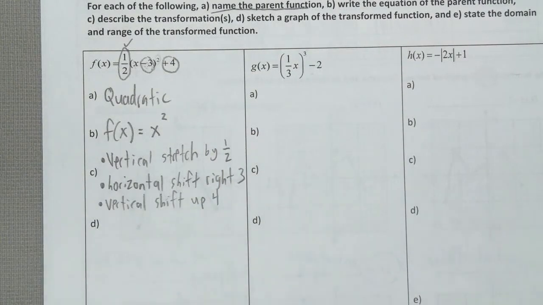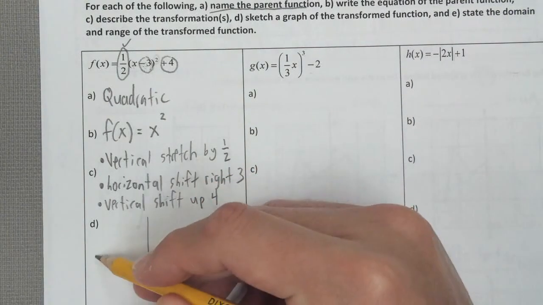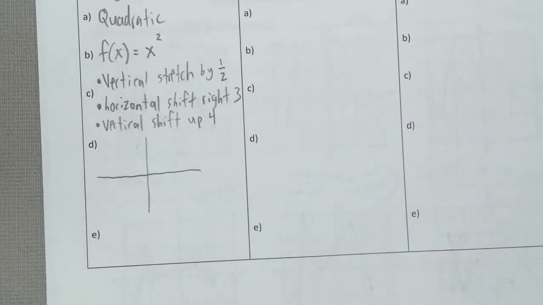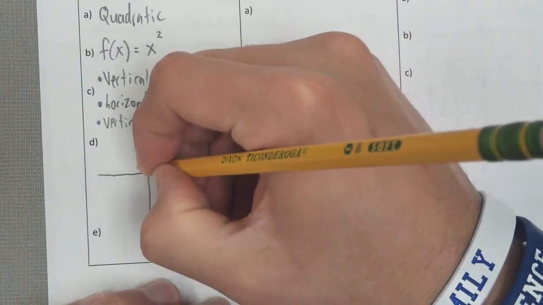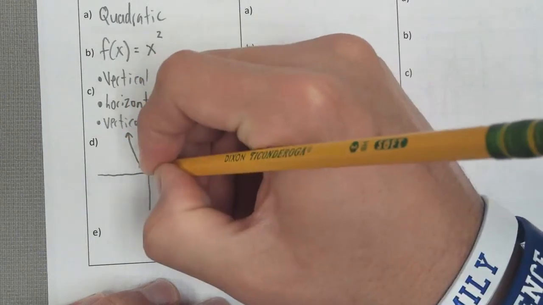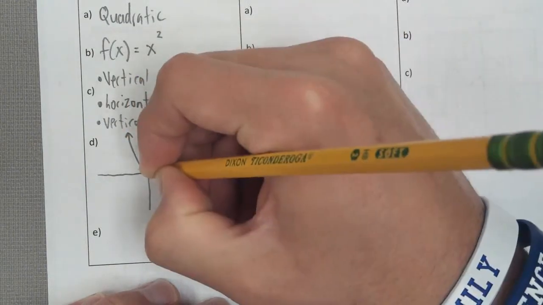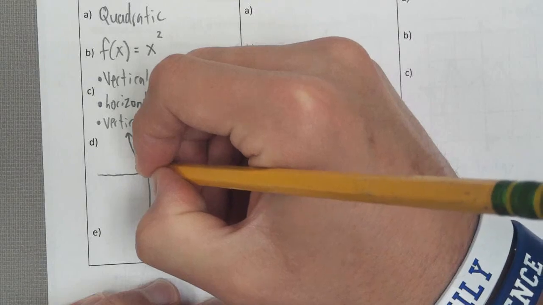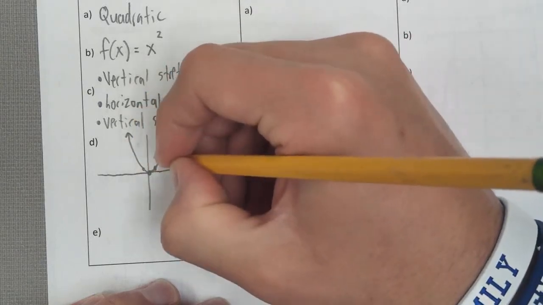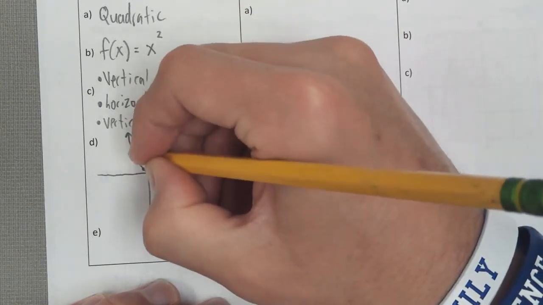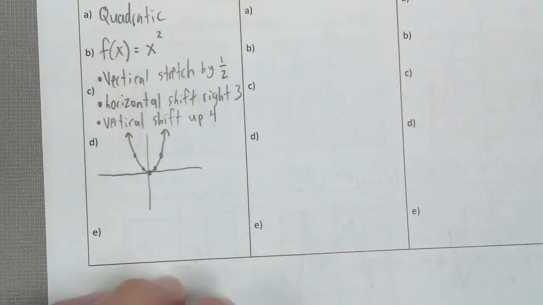On D, sketch a graph of the transformed function. Always helpful to have both. So let's go ahead and write the parent function first. Now the parent function is your plain old one, right, like at 0, 0. It's like at 1, 1, and it's at like 2, 4. So at -2, 4 as well. Those are some of the values.